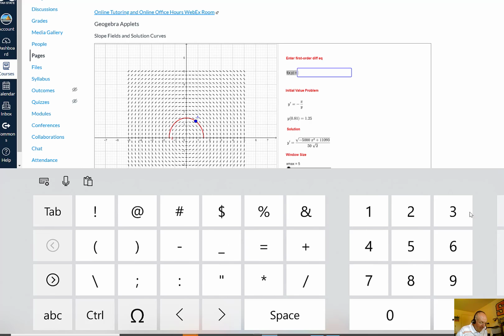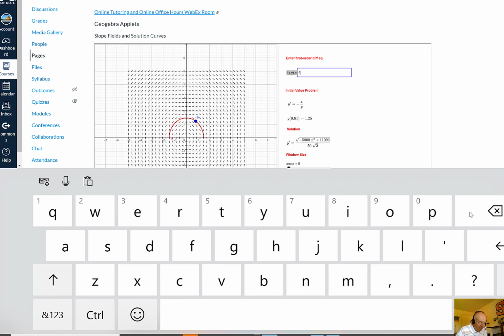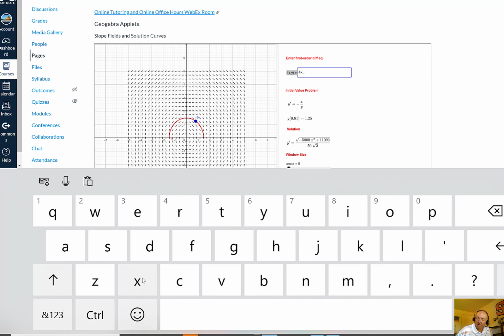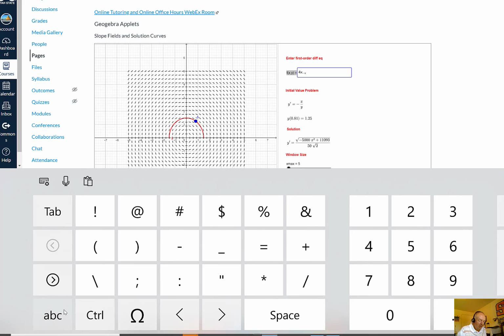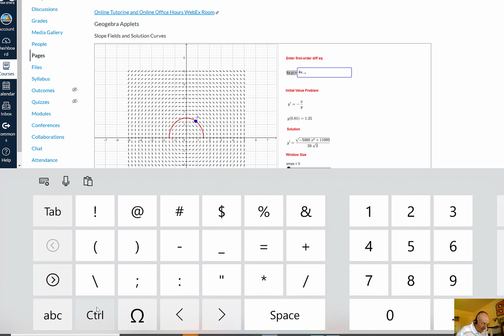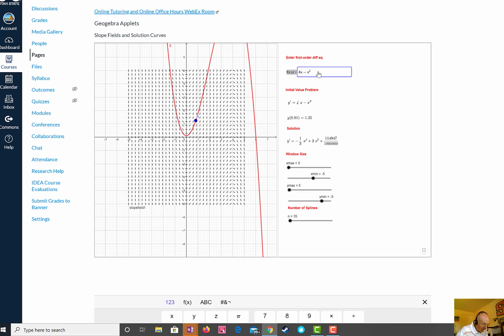So let's look at the slope field of 4x minus x squared. I'm having to enter this on a kind of a pain of a keyboard here. So now I've got to find it. All right, there we go.